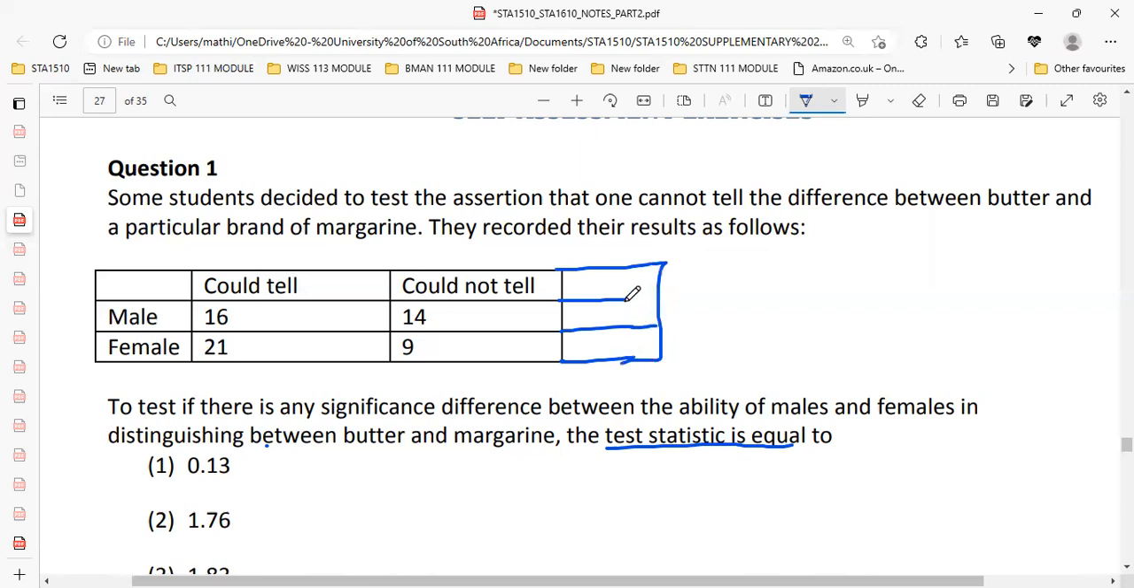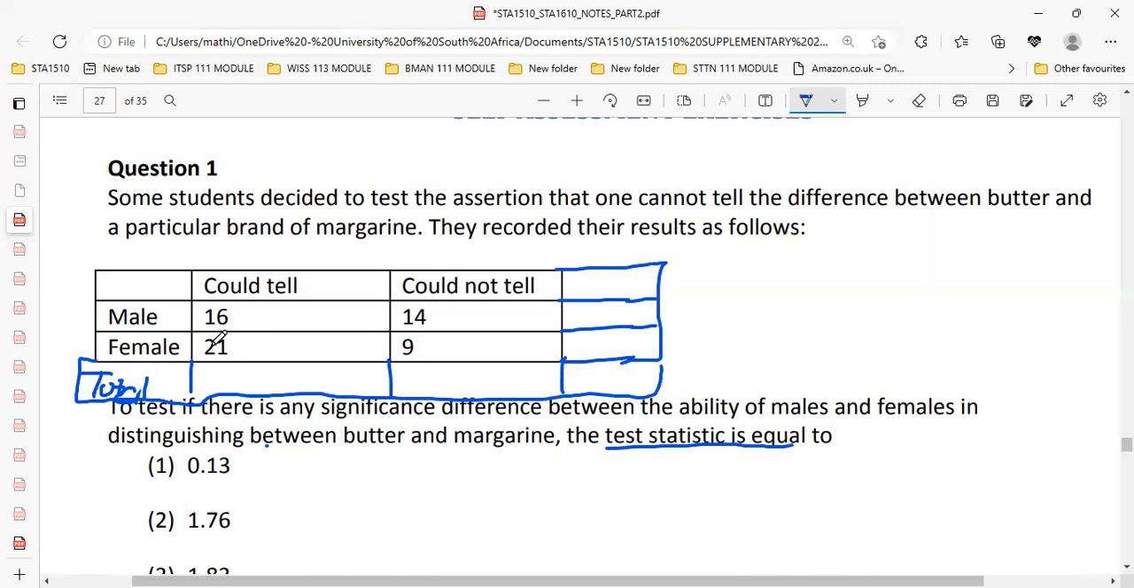Okay, it's like this. And then again here we're going to add another row for the total. Okay, total here. Then here we're going to add the column total.